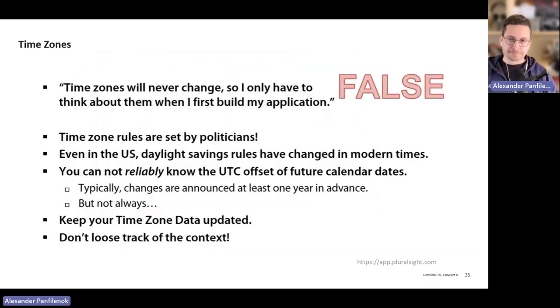Next fallacy. Time zones will never change. So I only have to think about it when I first build my application. This is not true because time zones are created by people and people like to change rules. Usually this change is known in advance, but there were some cases when the decision was made 2 hours before the change. So you should always keep your time zone data updated in your application.